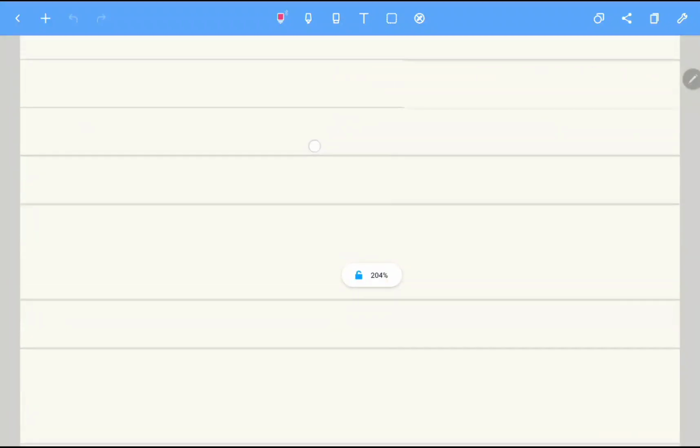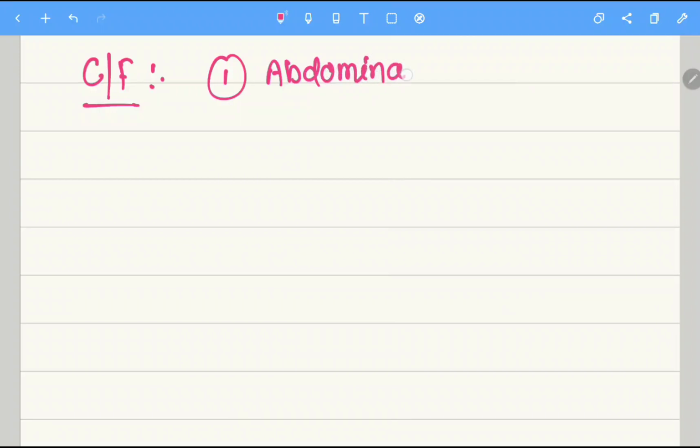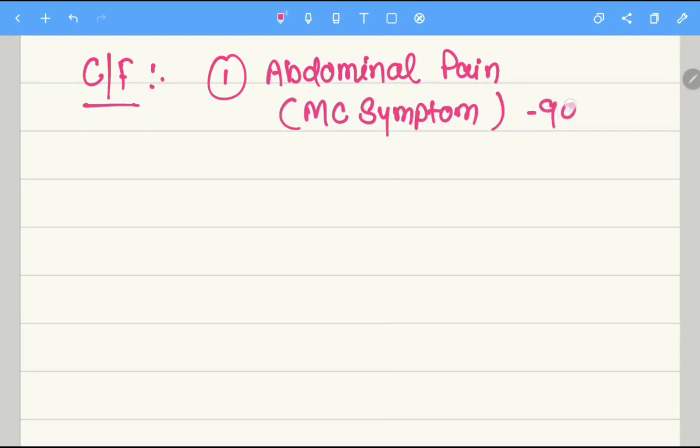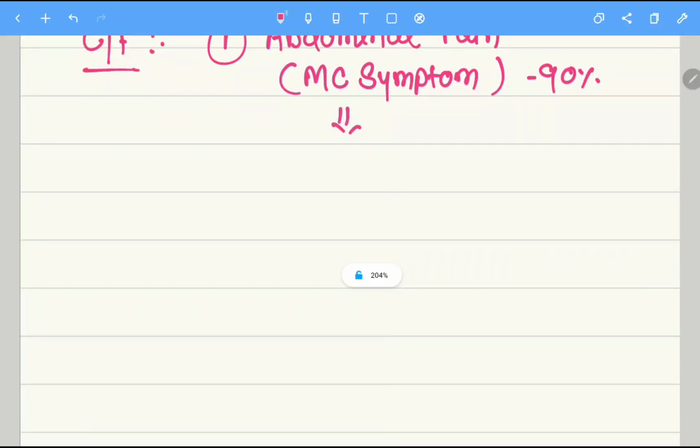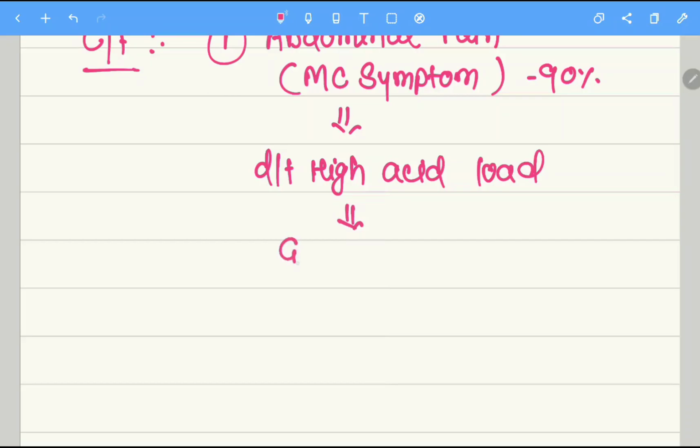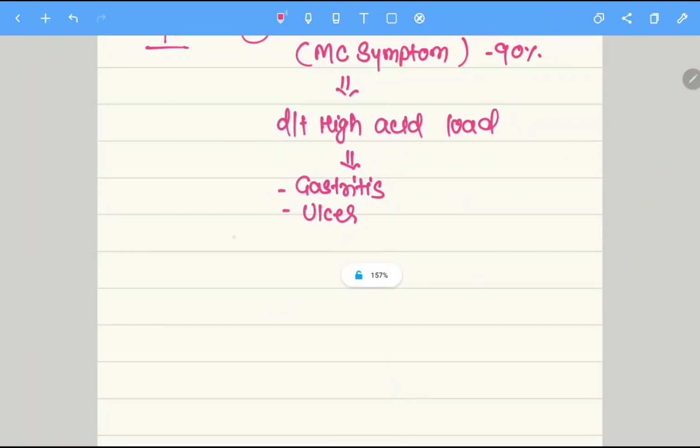Now we talk about the clinical features. How does this patient present, or what are the common clinical findings in these patients? Abdominal pain is the most common symptom, seen in 90% of patients. Why abdominal pain? It is due to hyperacidity. Gastrinoma stimulates the acid-secreting cells, so there is high acid production which leads to gastritis and pain, and gastric ulcer is also present. So due to the high acid load, there can be gastritis and ulcer.